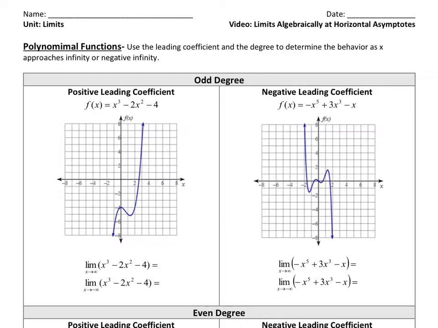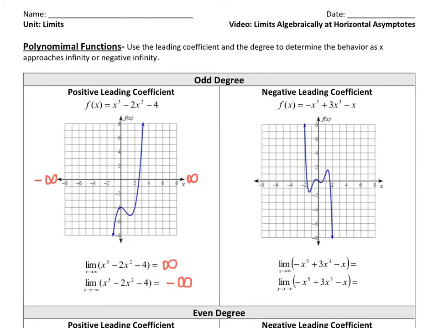So as x approaches infinity, so as x goes all the way to the right, where does the graph go? It looks as though the graph is headed up to infinity. So we could say the limit as x approaches infinity is infinity. Now we can say as x approaches negative infinity, so as x goes all the way to the left, where does the graph go? It looks like the graph is heading down to negative infinity. Okay?